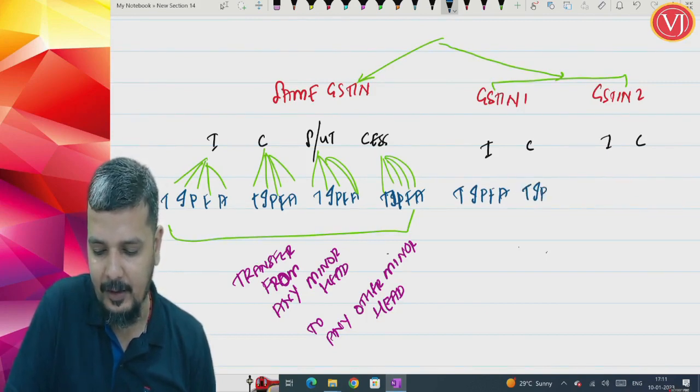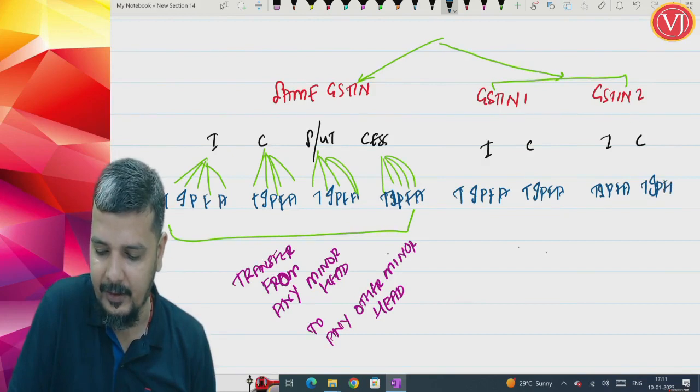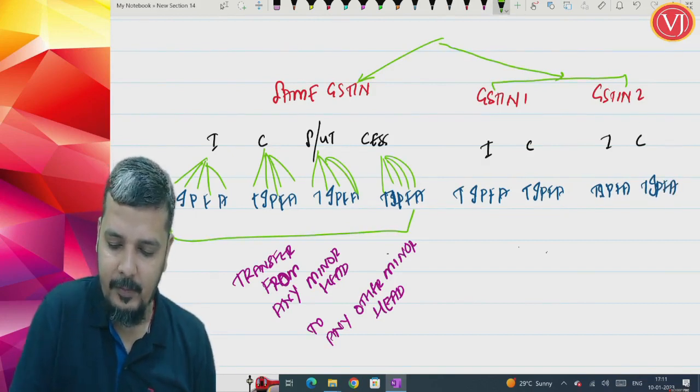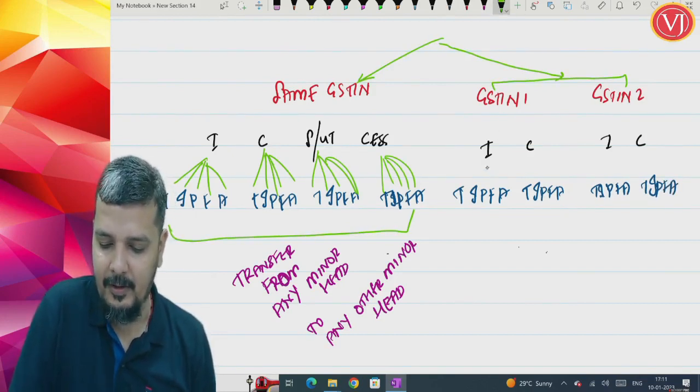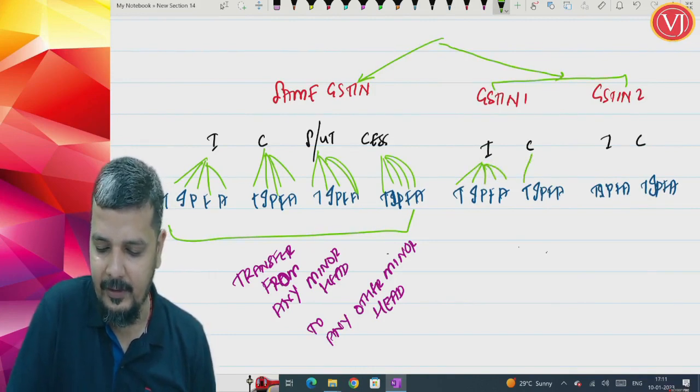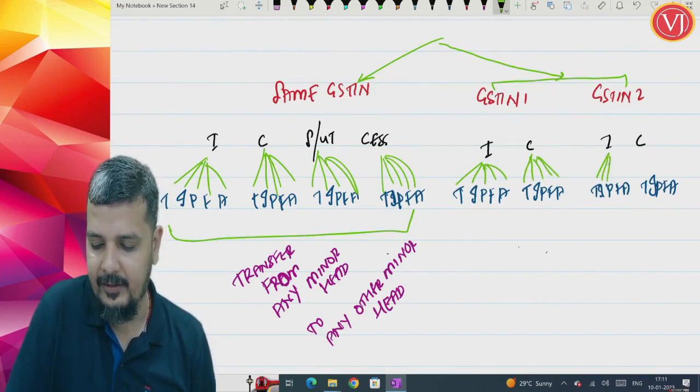In the first GST number, IGST, CGST, and in the second GST number, IGST, CGST, each with tax, interest, penalty, fees, any other amount.